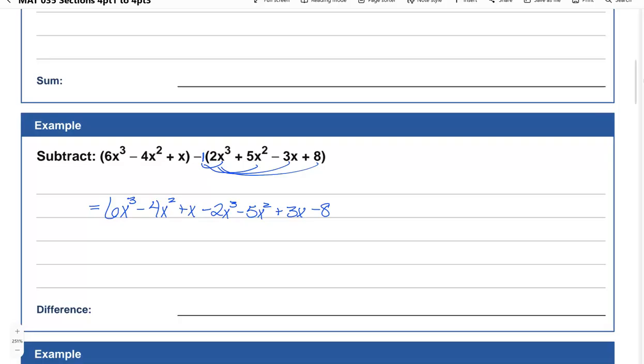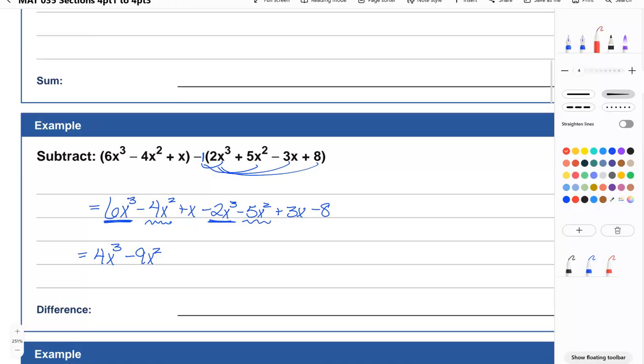And then we're going to combine like terms. So I've got 6x cubed minus 2x cubed. So those are like terms because they both have that x cubed. So that's going to give me a 4x cubed. And then I'm going to do a squiggle under the x squared. So negative 4x squared minus 5x squared is a minus 9x squared.